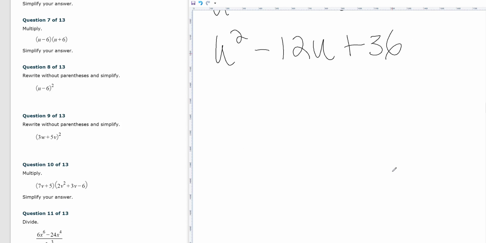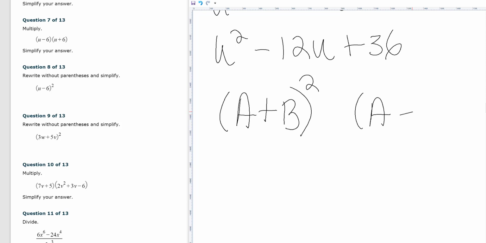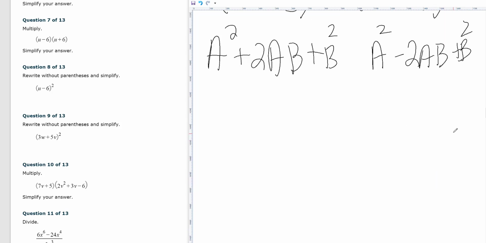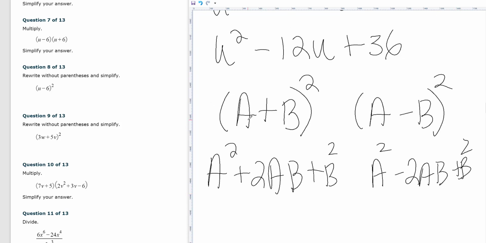Now there's also a shortcut for this, and it's just binomial squared. And this can be done with plus a and b or a minus b. a squared plus double up a times b plus b squared. Or a squared minus double up a times b plus b squared. So in both cases, you square the first, you double up a and b, and then you square the last. If it's a plus, it's going to be all pluses. If it's a minus, the middle term is going to be a minus.